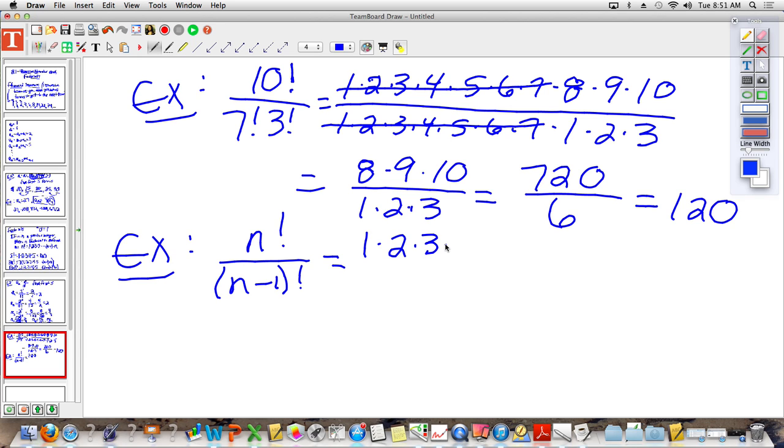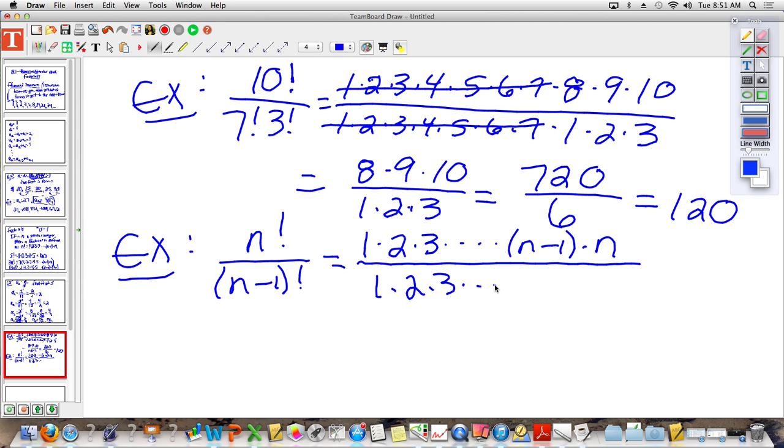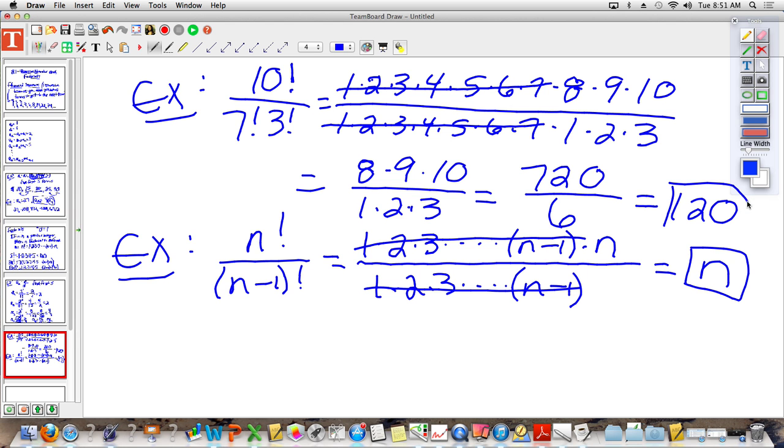The numerator stops at n. 1 times 2 times 3 times dot dot dot. The very last number is n, so what's the number right before it? n minus 1. We have n minus 1 times n, all divided by, and then the denominator, how far do we go? We stop at n minus 1. So we're going to have 1 times 2 times 3 all the way out to n minus 1. And that's it, I stop right there. What cancels out? Everything except for n. This is all gone. That's all gone. All you are left with is n.